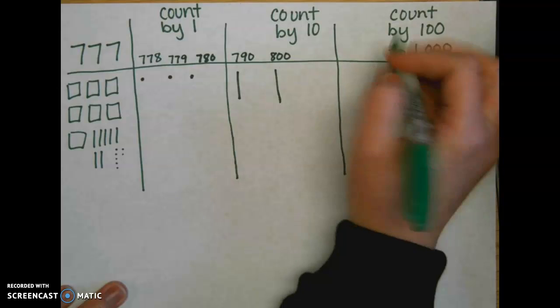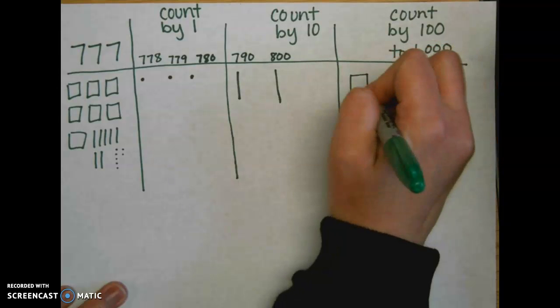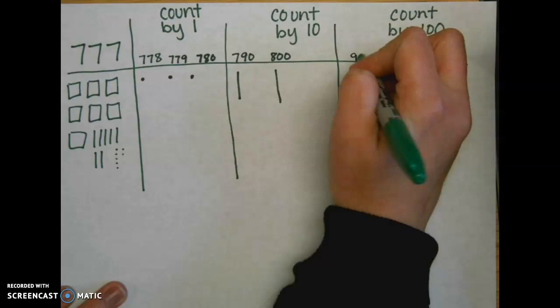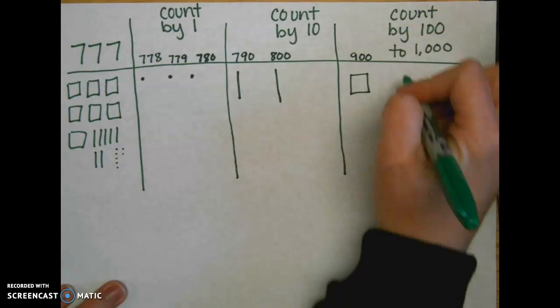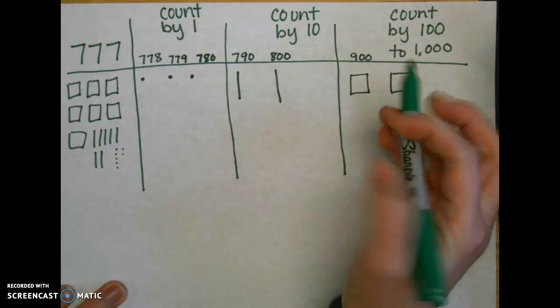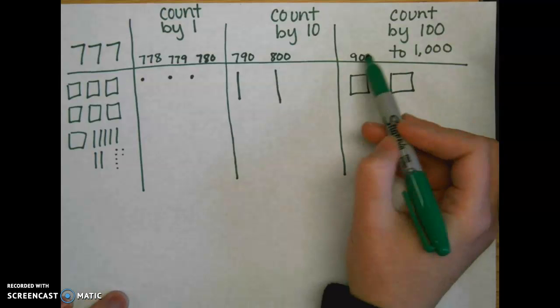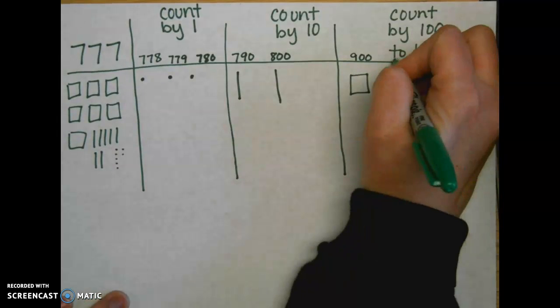So we have 800. That gives us 900. If we put on another 100, 900 plus 100 is 1,000.